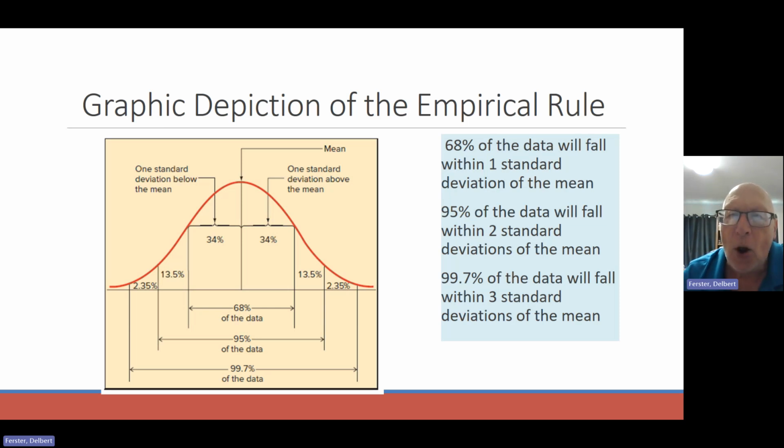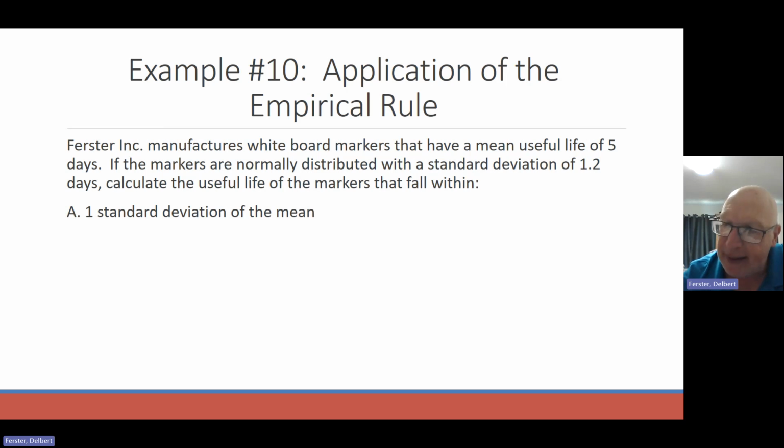All right. All we're going to do is play with these numbers. So the problems are a little bit contrived in that you're going to be handed the mean and you're going to be handed the standard deviation. So in this context, we've got Foersters Inc. They manufacture whiteboard markers. The mean useful life for these markers is 5 days, with a calculated standard deviation of 1.2.